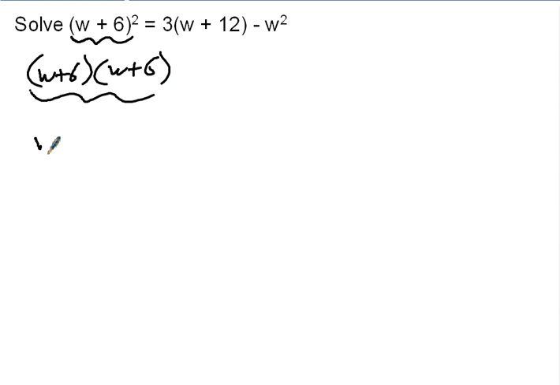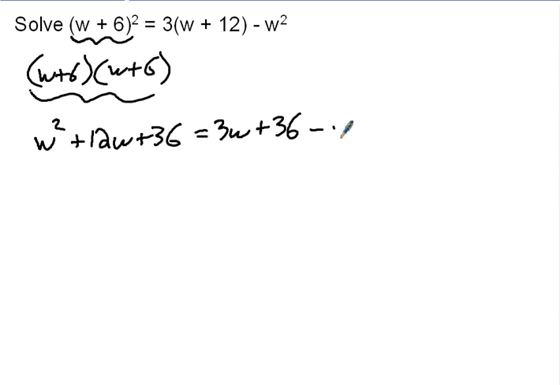First term's going to be w squared. Now let's combine the middle two. 6w, 12w, good total. Plus 36. And then we've got our equals. If I distribute the 3, plus 36, and then minus w squared. Now what? Combine like terms.